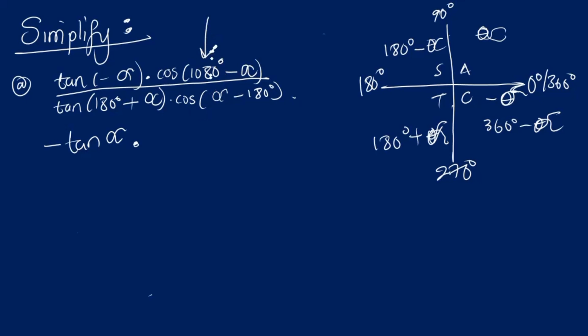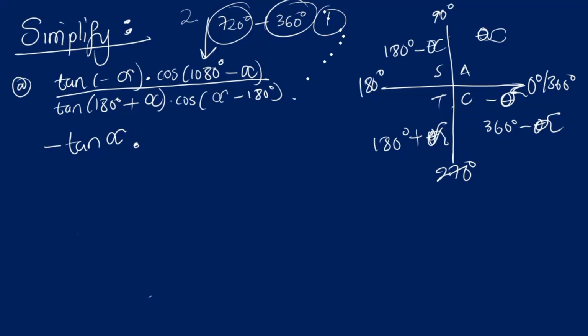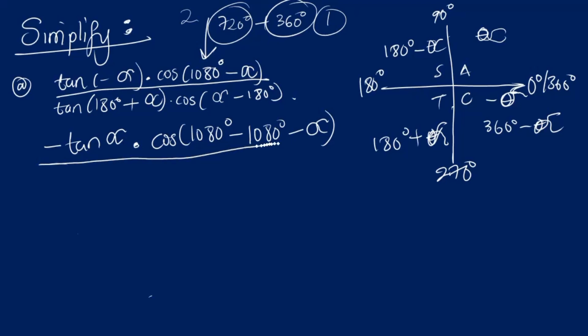The problem is this is a revolution. How many revolutions? They took 720 and they added 360 degrees. That's how they got to 1080. So this is two revolutions and this is one revolution. So they've added three revolutions to this concept. How do we do that now? The best thing to do is to subtract three revolutions. So the cosine of 1080 degrees minus 1080 degrees minus alpha. There, beautiful.